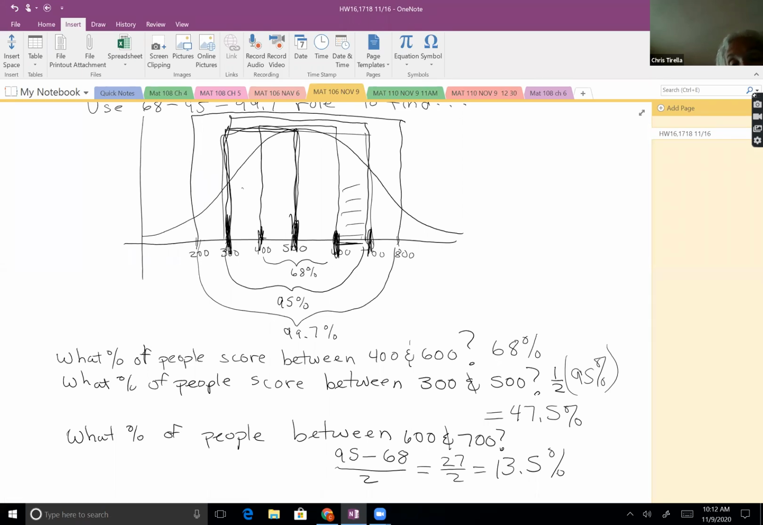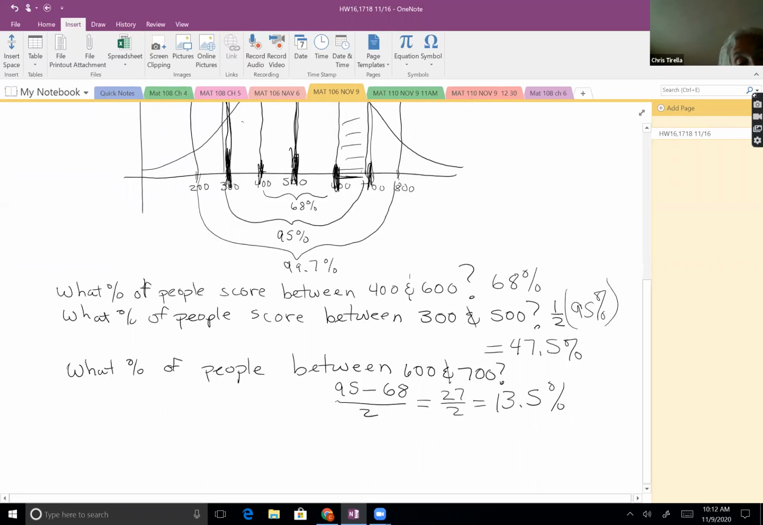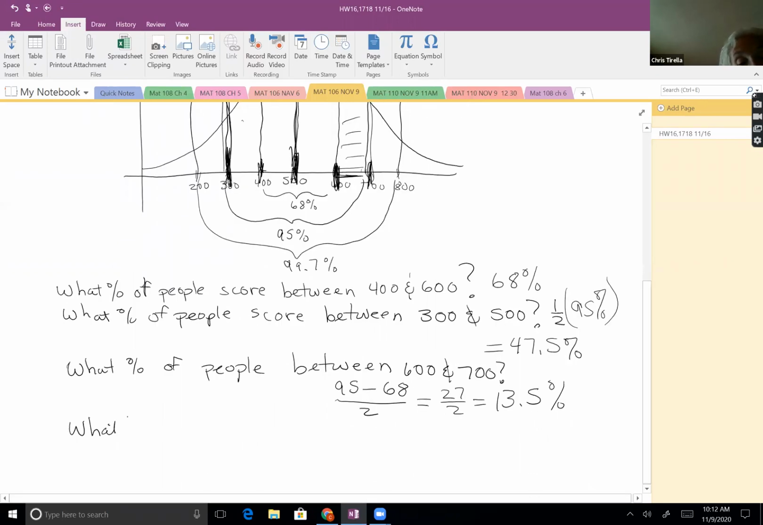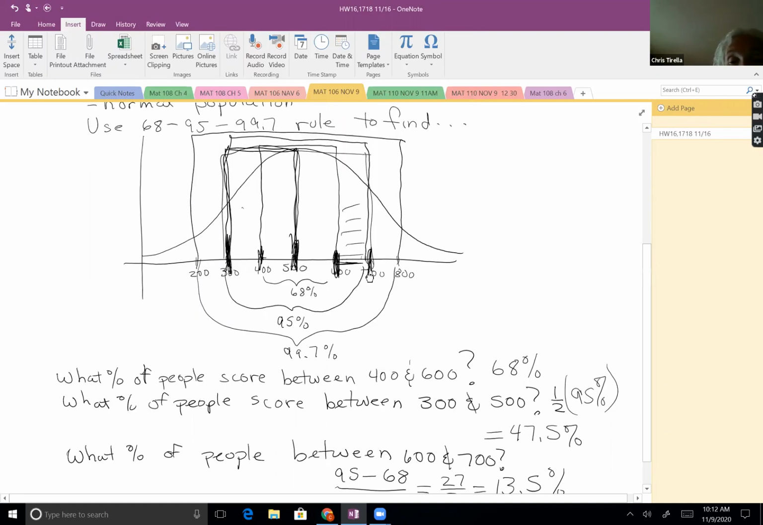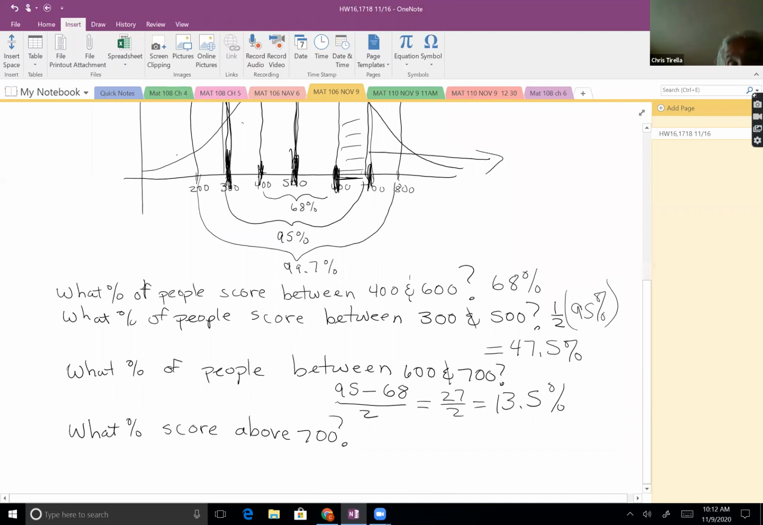And I want to fit one more question in. What if I ask what percent score, let's say, above 700? And so above 700 would be outside the box. So does everyone remember, outside the box, either above or below, we're going to subtract from 100, and that's the boundary for 95. And again, because we only want one side, we'll divide it by 2 and get 2.5%.